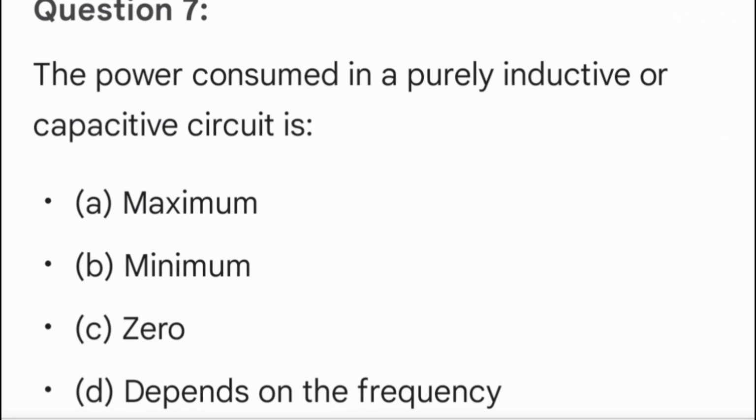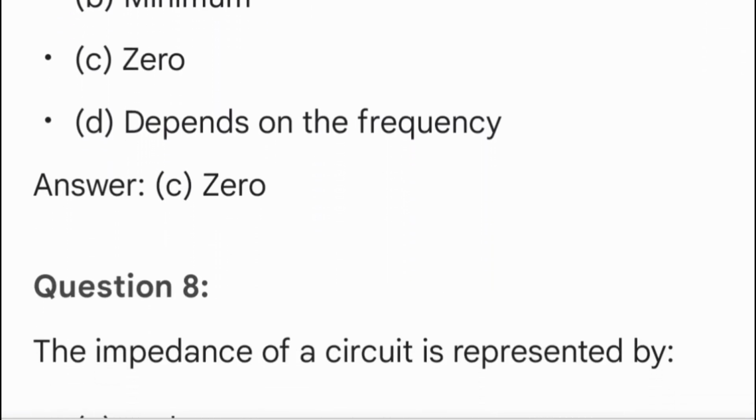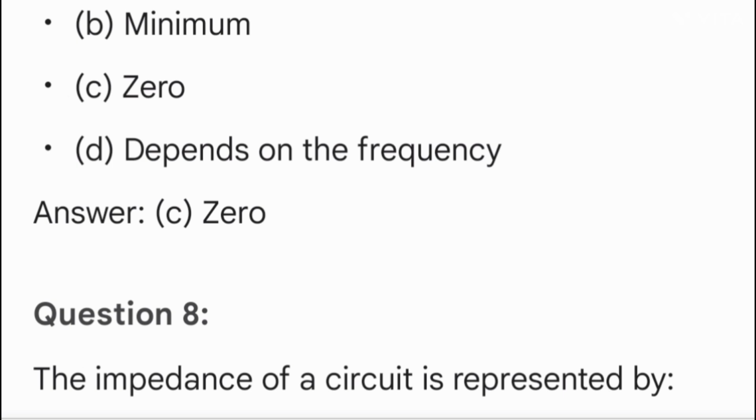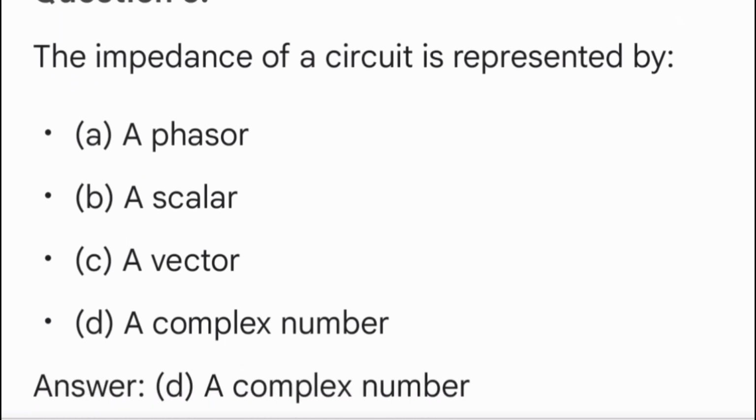D. depends on the frequency. Answer: C. 0. Question 8. The impedance of a circuit is represented by A. a phasor, B. a scalar, C. a vector, D. a complex number. Answer: D. a complex number.